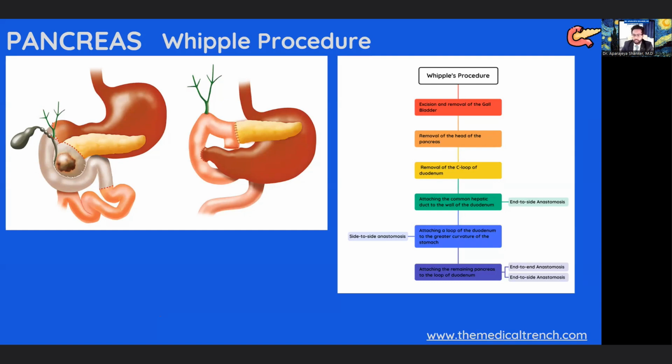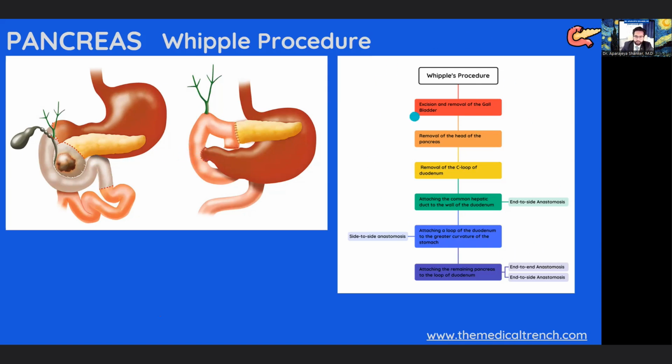And once you remove this, what happens is that you basically form an anastomosis between this limb of the duodenum and connect it through an end-to-end anastomosis to the pancreatic head. And then you take whatever's remaining of the gallbladder, most likely this is going to be the common hepatic duct, and you do an end-to-side anastomosis and connect it to a duodenum. And you connect the stomach through an end-to-side anastomosis as well, and you have this shape essentially, right?